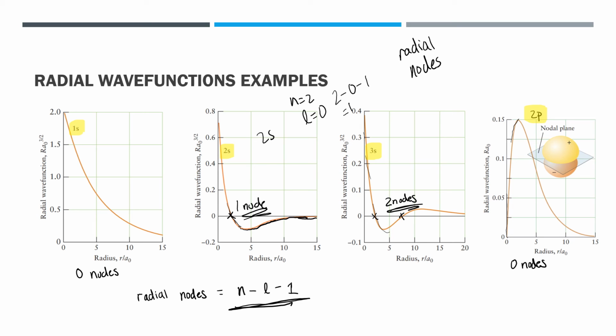Now let's try it for 2p. The number of radial nodes for 2p is n minus L minus 1, which is 2 minus 1 minus 1, because with a p we have n equals 2, L equals 1. So 2 minus 1 minus 1 equals 0. So we have 0 radial nodes, which is what we see on the graph. So here's a way to interpret the number of radial nodes using a graph and showing how that can be derived from this equation here.